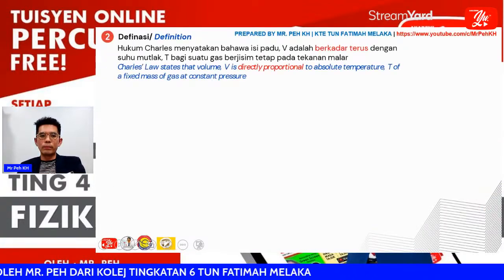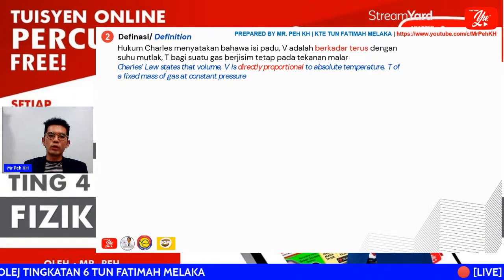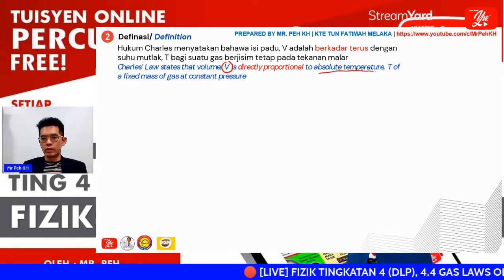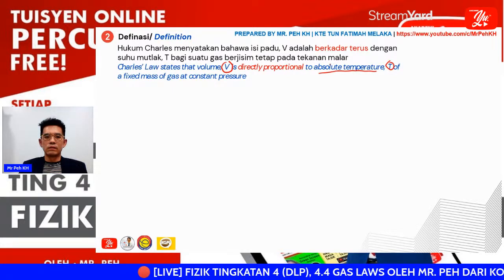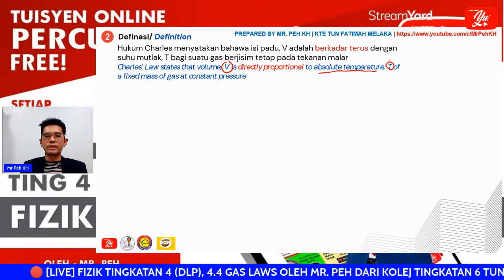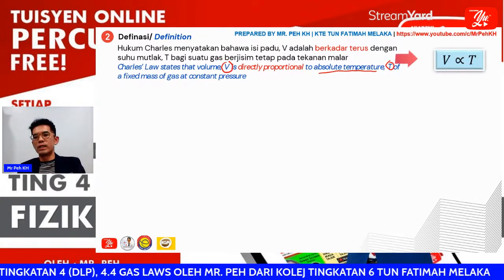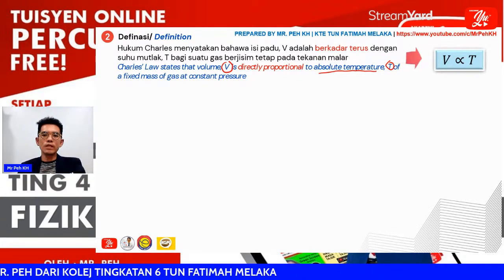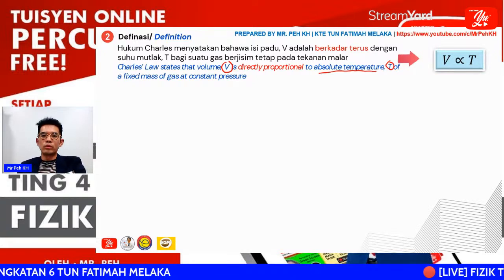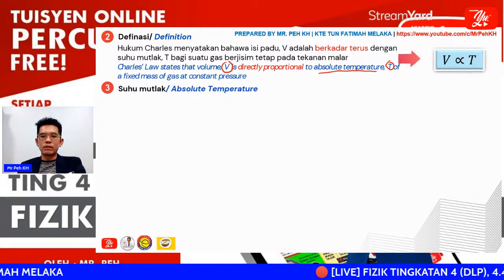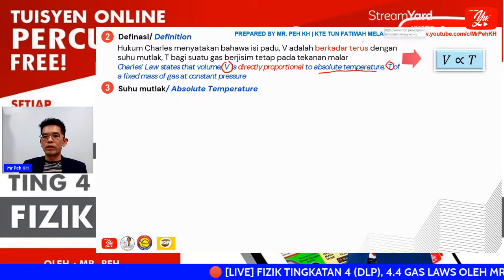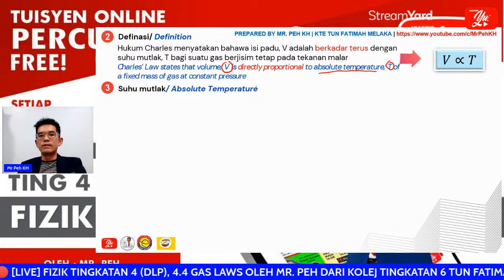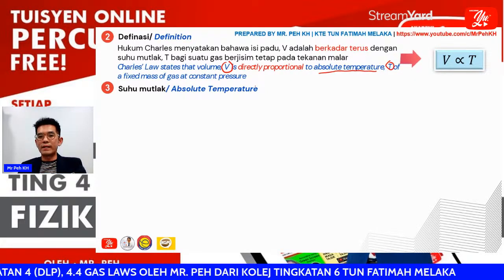Next here will be the definition. Charles' law states that the volume is directly proportional to the absolute temperature T, with fixed mass and constant pressure. So again, the formula is like this: V is directly proportional to T. So what is meant by absolute temperature? Why can we not write it as just temperature? Because we need to use the Kelvin scale when applying Charles' law.